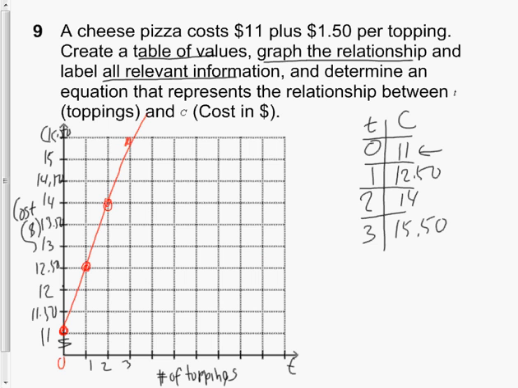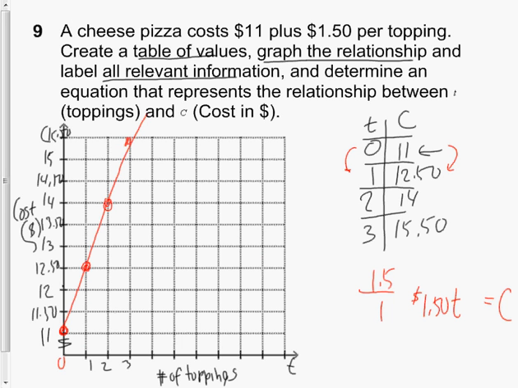Okay, now the last thing it says is create an equation. So the difference here is 1.5, which makes sense because it's the cost per topping. The difference here is 1. So your coefficient will be $1.50. So $1.50 multiplied by the number of toppings equals the cost.